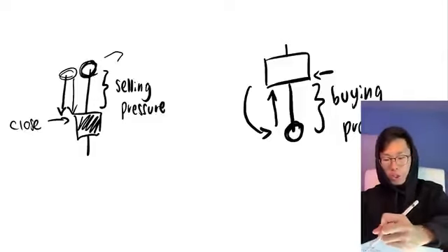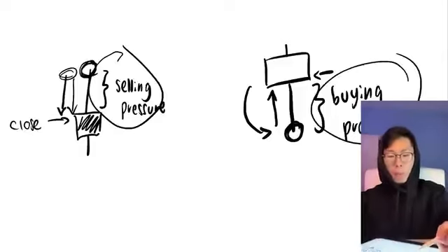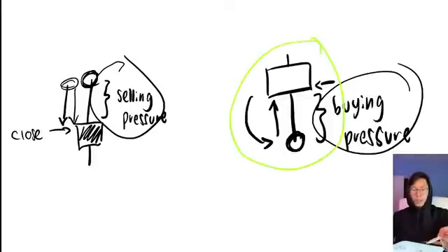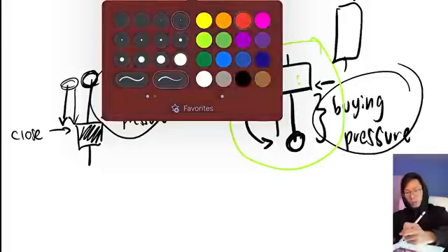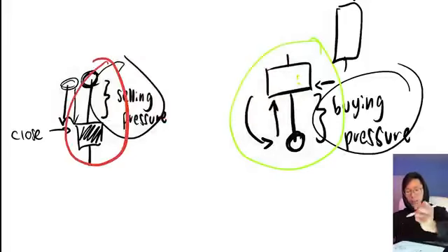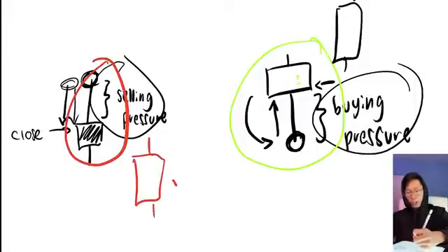This is your selling pressure and this is your buying pressure. So basically when you see this candlestick, whether it is green or red, that means that buyers are coming into the market and pushing the price up. So price should continue going up and form some sort of up candlestick like this. And then if you see this candlestick right here, that means that sellers are coming into this market and pushing the price down.